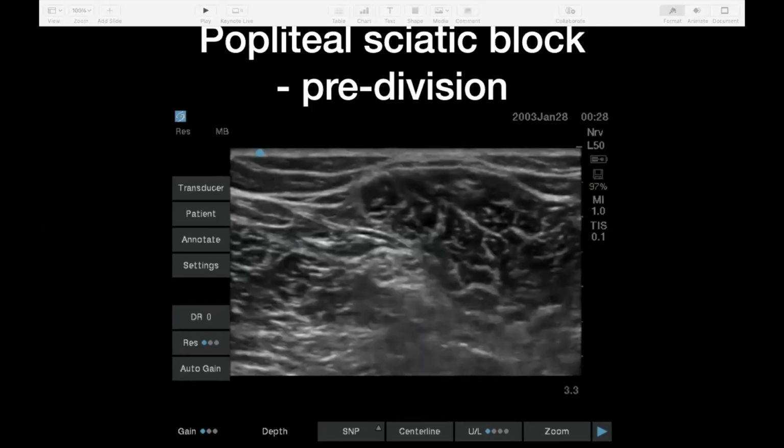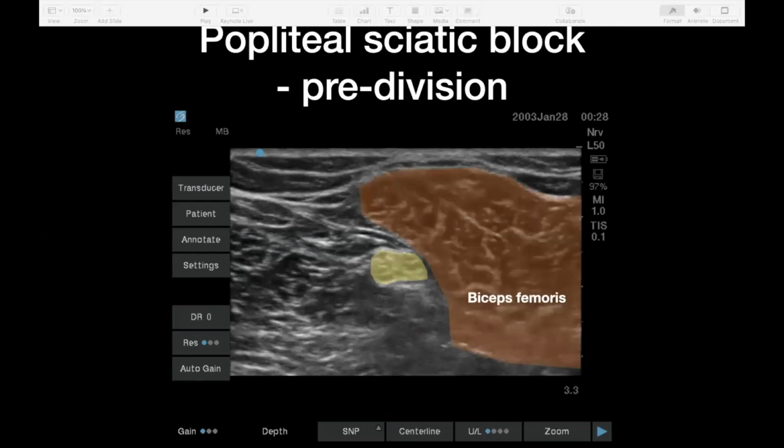If you scan up the leg, you'll eventually find something like this, where the sciatic nerve is one. You can almost see that they're starting to divide, starting to become two there, but generally it's one big chunky nerve surrounded by quite thick fascia. I've highlighted the nerve there. And then you've got biceps femoris laterally, and semitendinosus and semimembranosus medially.